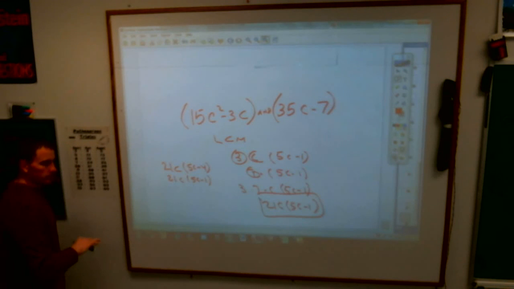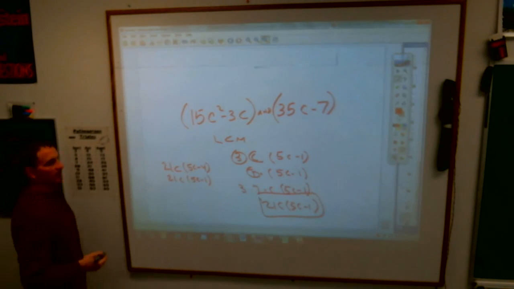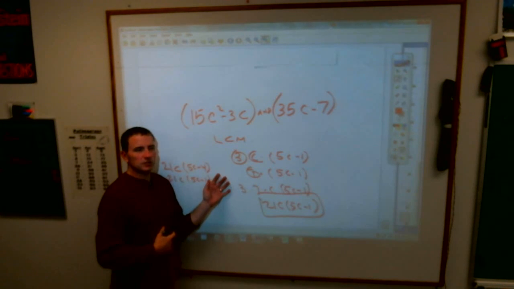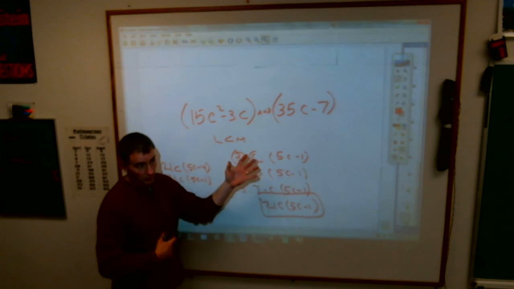Now I'll just whet your appetite. The reason why you're doing this is because eventually you will be adding fractions that have goofy things as their denominator, and you have to be able to figure out what the least common multiple is when you add them together.